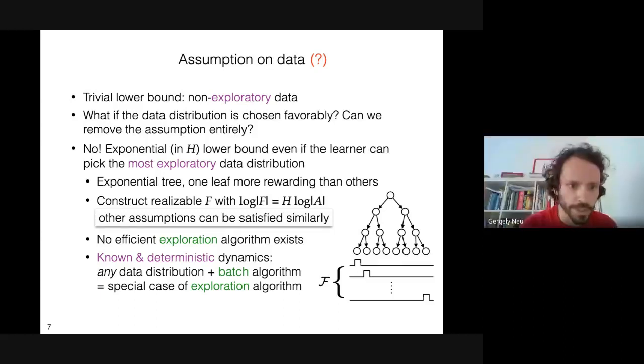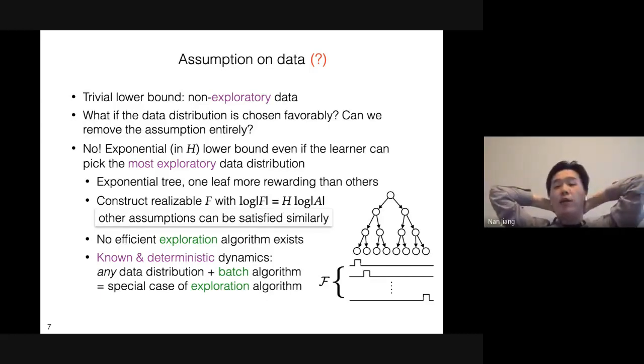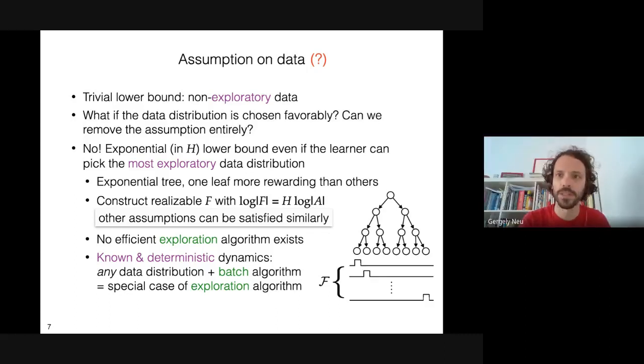So what this really says is that... So sorry, just to clarify, when you say that no efficient exploration algorithm exists, is that like a lower bound, or you're just saying that we don't know yet? No, it's a lower bound, right? You can solve this problem. It's a lower bound because, right.